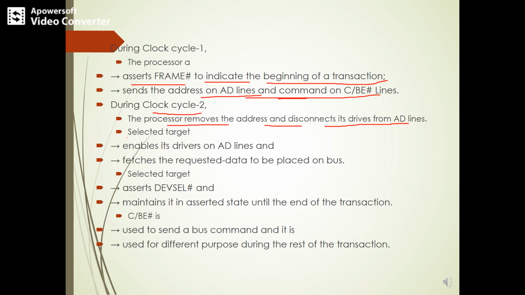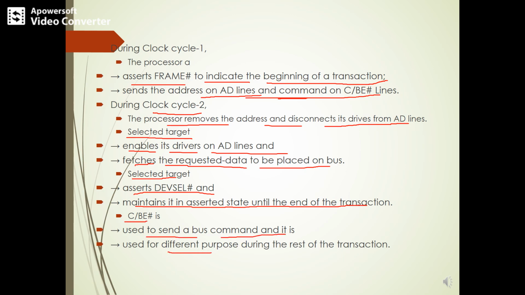Later we have to select the target, which enables its drivers on the AD address lines and fetches the requested data to be placed on the bus. Next it will select the target, assert the device select signal, and maintain its asserted state until the end of the transaction. C/BE is used to send a bus command and is used for different purposes during the rest of the transaction.